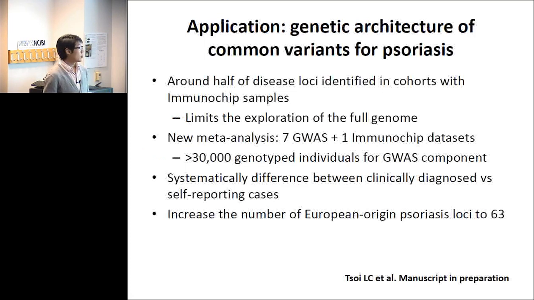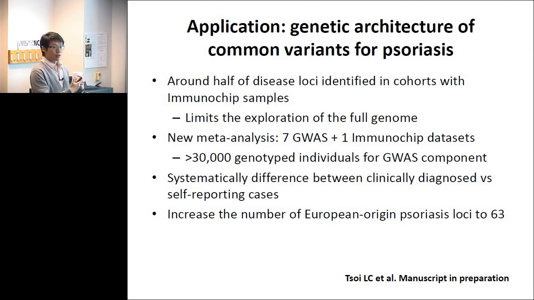I'm going to show you a couple more slides on how we apply the fine-mapping as well as functional enrichment and genomic feature enrichment in our most recent analysis. All the things that I mentioned to you are based on genetic association studies of which over half are Immunochip samples. In fact, more than half of those psoriasis loci identified in Caucasians were identified based on Immunochip-based studies.